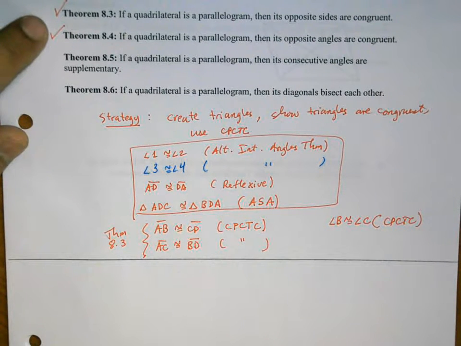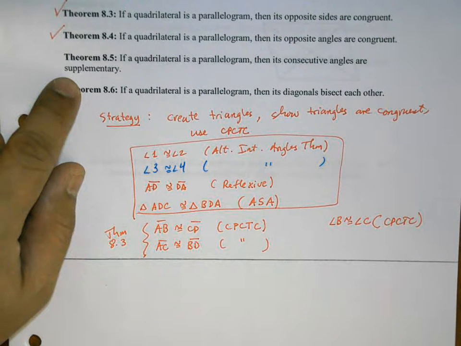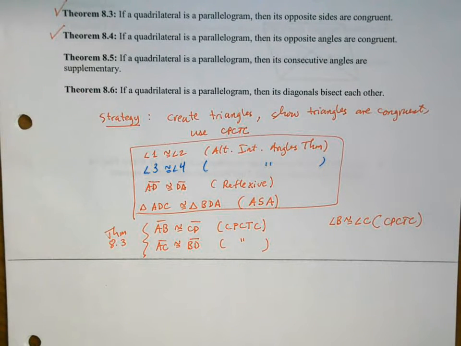In the last video we talked about what is a parallelogram, and we proved two theorems, and now I'm going to prove the next one, 8.5. If it's a parallelogram, then the consecutive angles are supplementary.